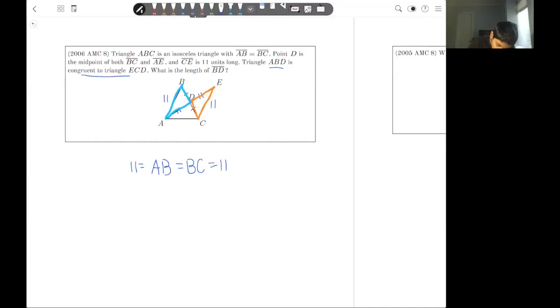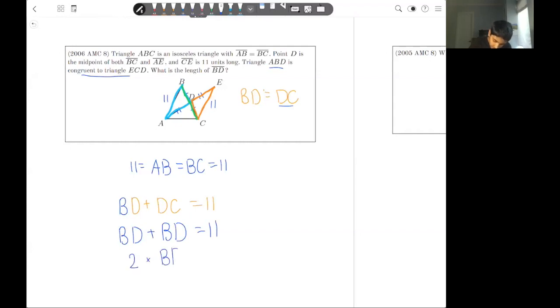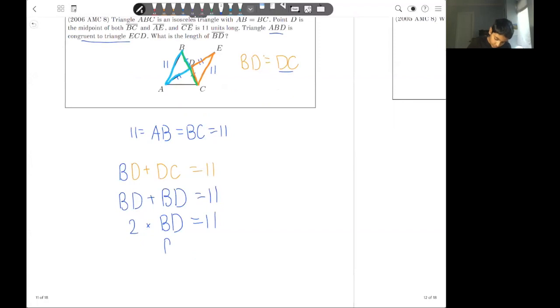And we also know that BD plus DC is 11, right? Because we have that. So BD plus DC is equal to 11. But then we know that BD is DC, because D is the midpoint of that. So BD has to be equal to DC. So BD plus BD is 11, or 2 times BD is 11, which means that BD is just 5.5, or 11 over 2.